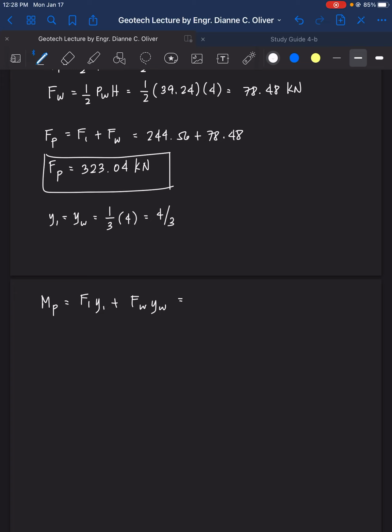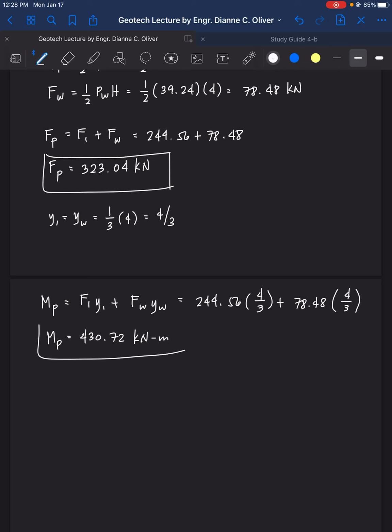Therefore, the passive moment is now equal to F1 Y1 plus F water Y water. It is equal to 244.56 times 4/3 plus 78.48 times 4/3. So M passive is now equal to 430.72 kilonewton meter.